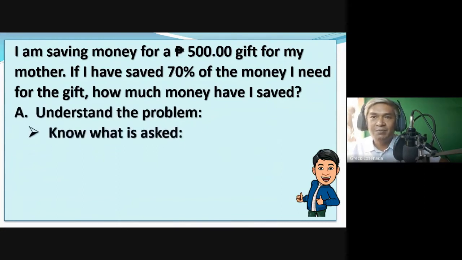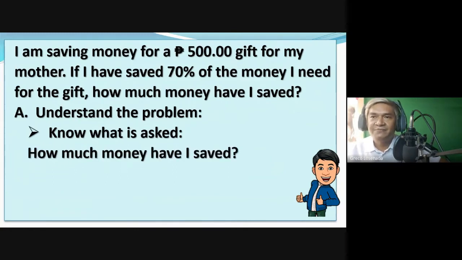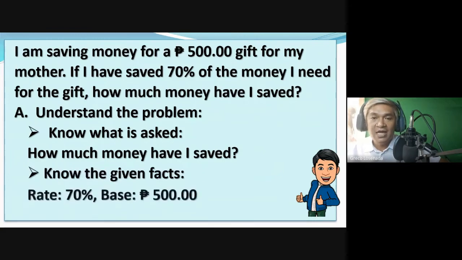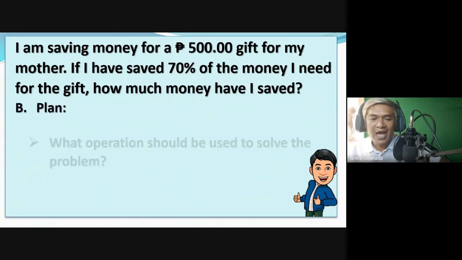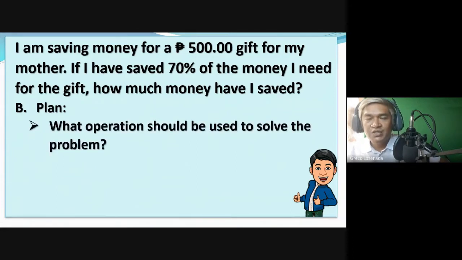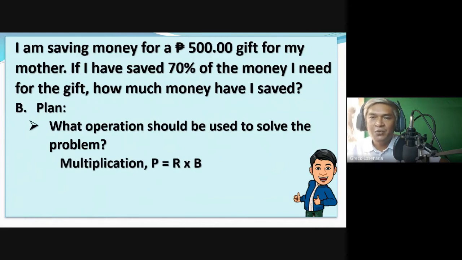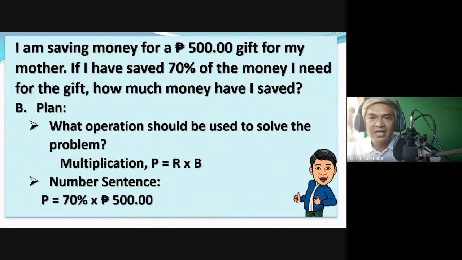What is asked in this problem? How much money have I saved? Then the given in this problem is the rate, 70%, and the base, 500 pesos. Now let us plan. We have to know the operation to be used to be able to solve this problem. Definitely, it's multiplication, following this formula: P is equal to R times B. The number sentence is P is equal to 70% times 500 pesos.